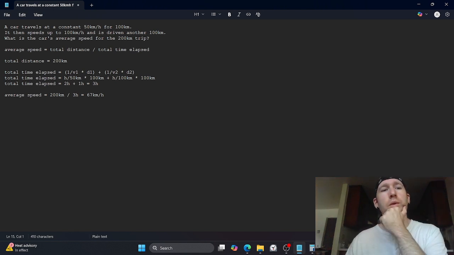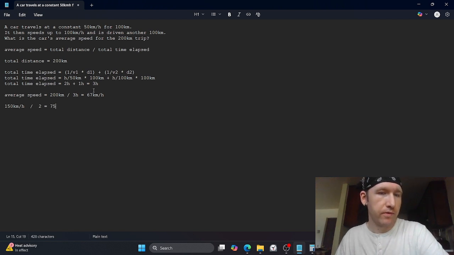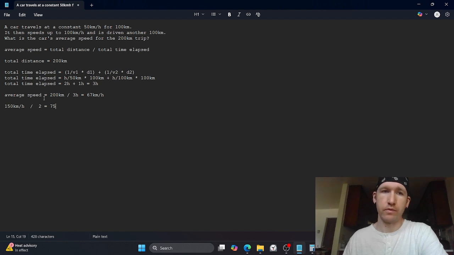So if you were to use what your intuition was telling you from the onset, and that's taking the two velocities and adding them together, and you were to divide them by 2, you're going to get 75, which is kind of close to what you're looking for, but it's not exact. In order to find average speed the correct way, we need to use the formal definition for speed. So this is our answer here.